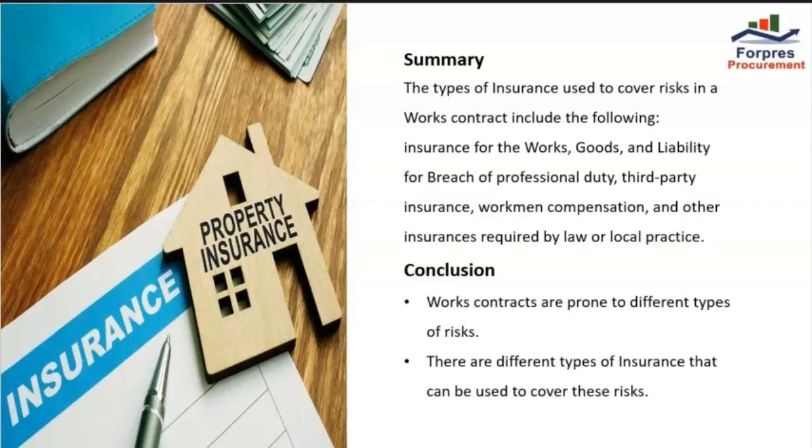Summary and conclusion. The types of insurance used to cover risks in the works contract include the following: insurance for the works, goods, liability for breach of professional duty, third-party insurance, workmen compensation, and other insurances required by law or local practice. Works contracts are prone to different types of risks. There are different types of insurance that can be used to cover these risks.